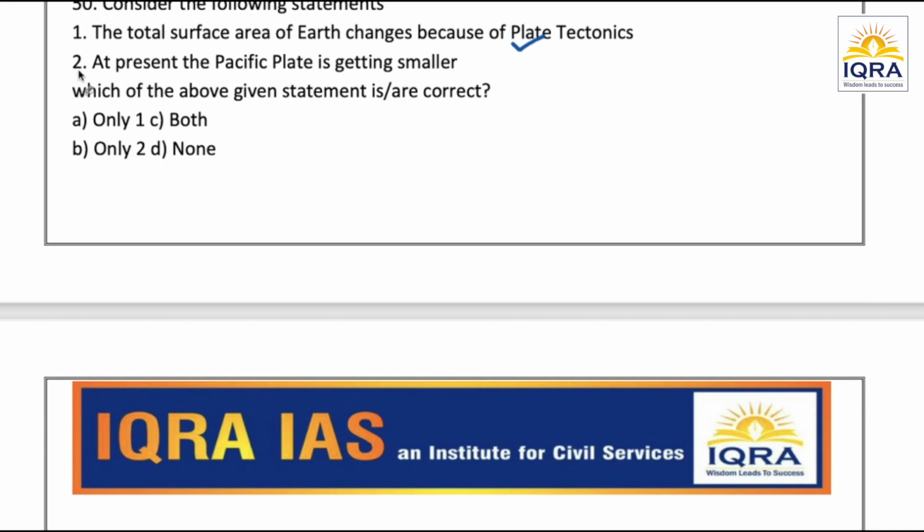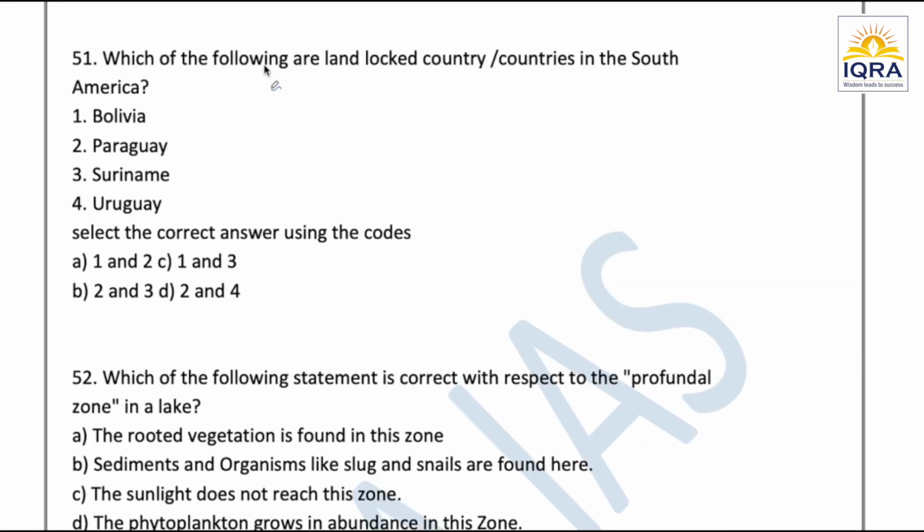Statement 2 says at present the Pacific plate is getting smaller. Yes, it is getting smaller because the Atlantic Ocean is opening up and North America and South America are moving westward. Hence, the Pacific plate is getting smaller. So, option C becomes the right answer, that both the statements are correct in this question, right?